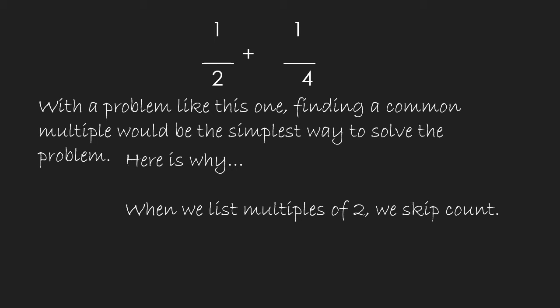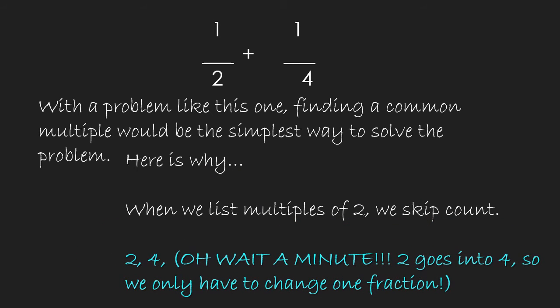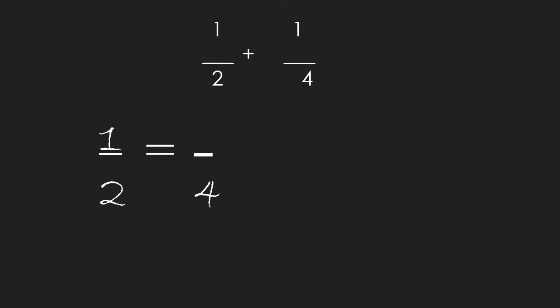When we list multiples of 2, we skip count. 2, 4. Wait a minute, 2 goes into 4, so we only have to change one fraction. So I asked myself, what do I do to 2 to get to 4? I multiply by 2. And whatever I do to the bottom, I need to do to the top. So I say, what's 1 times 2? And I get 2.